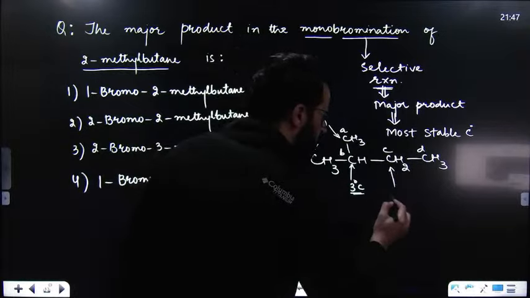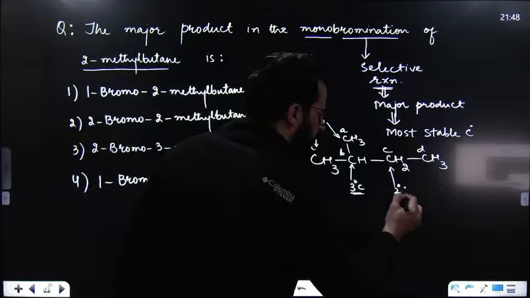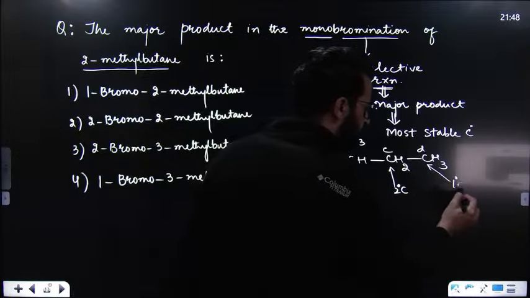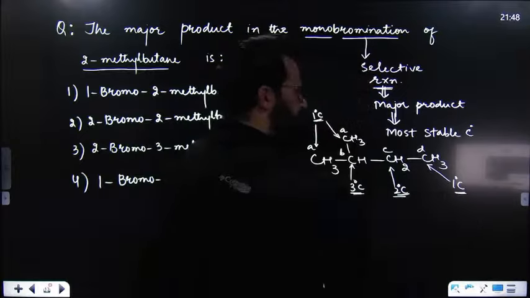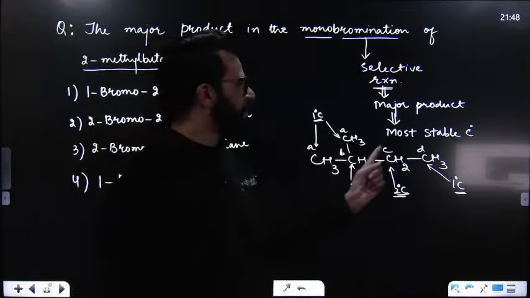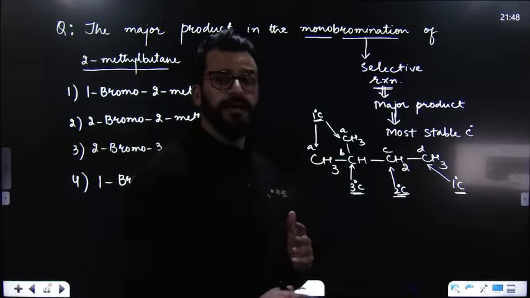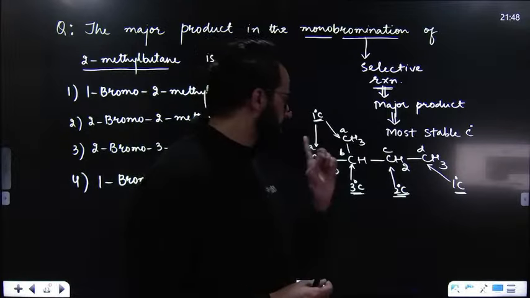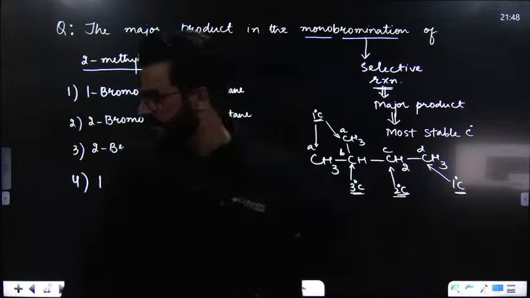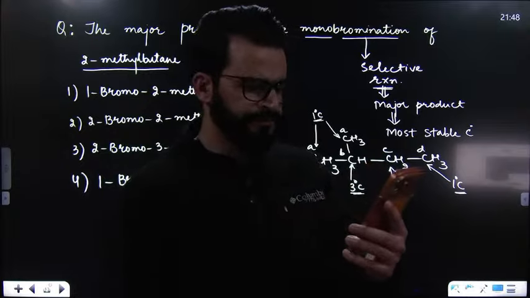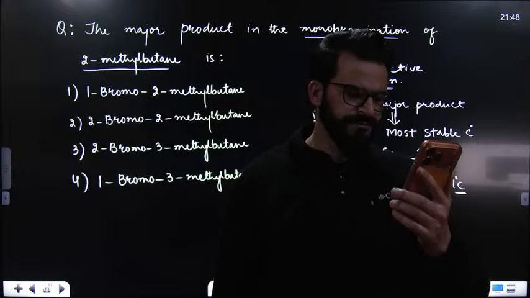Now, this is what we call a 2 degree carbon, hydrogen attached to this is 2 degree hydrogen. This is 1 degree carbon, hydrogen attached to this will be 1 degree hydrogen. Now, let me know in the chats, which type of carbon will remove hydrogen and form more stable carbon free radical? A, B, C or D? Let me know in the chats quickly.